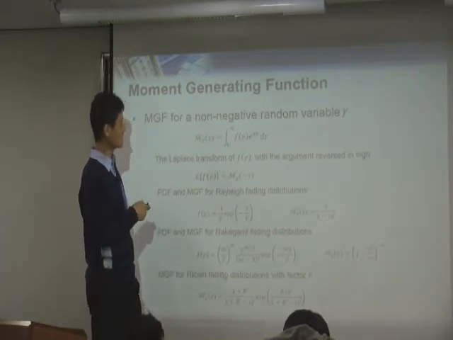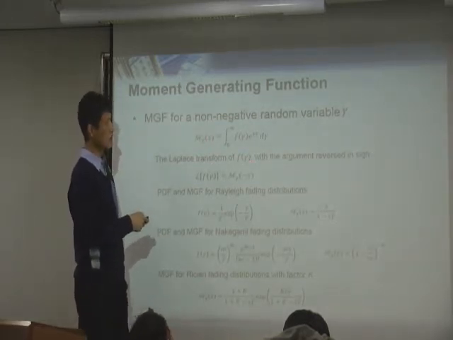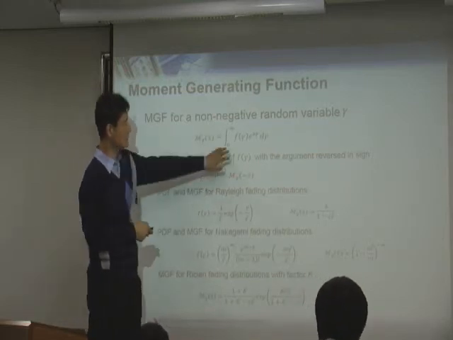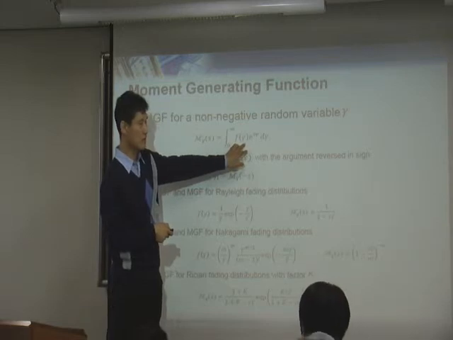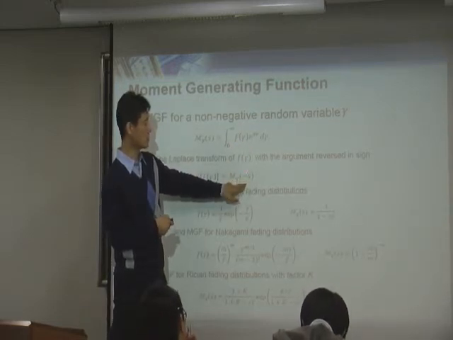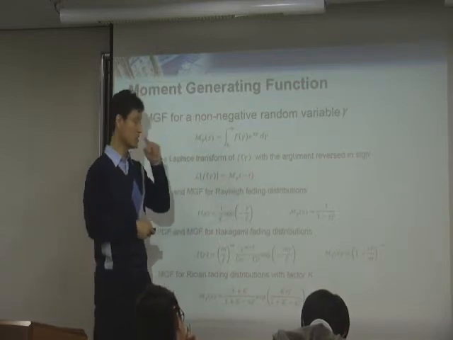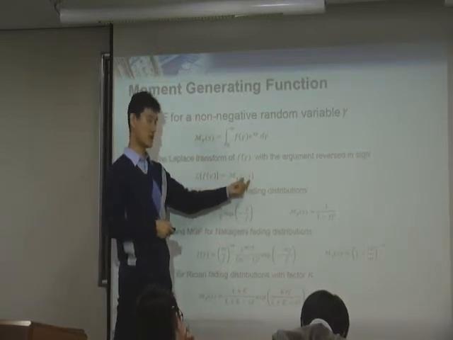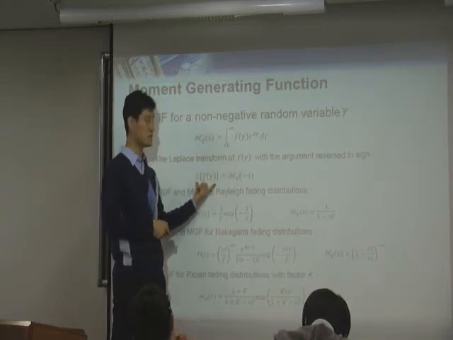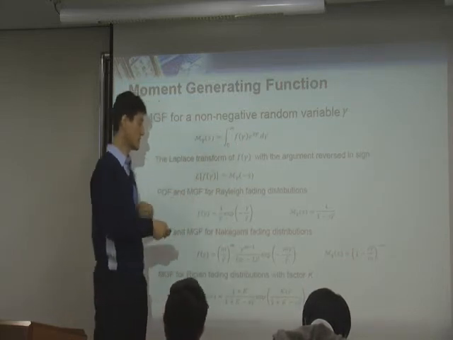So this moment generating function, in fact, can be considered the same as the Laplace transform of this PDF, but only with the argument reversed in sign. Okay? Instead of s, we use minus s. But still, it looks almost the same as the Laplace transform of this PDF. Okay?